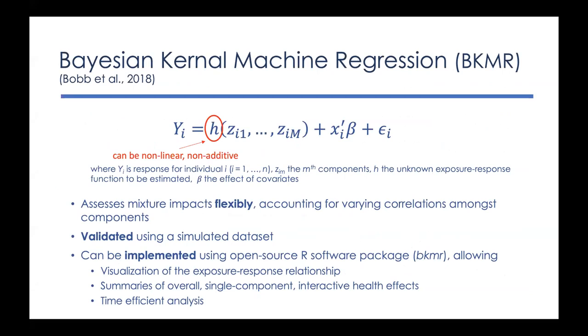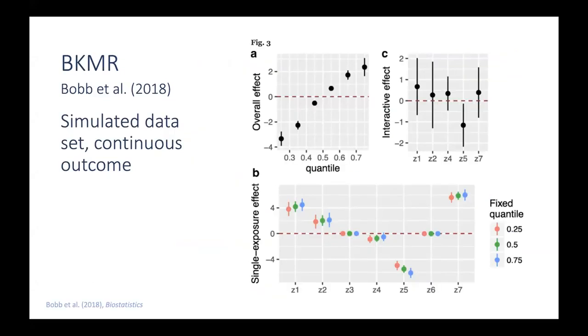And I just want to show this for the Bayesian kernel machine regression, which is a new method for which an R package has been developed and which has been validated. Basically what it allows is nonlinear, non-additive results. So you can model multiple components at the same time in a nonlinear and flexible fashion. And these are just results to show what the results can be and how easily interpretable they are.